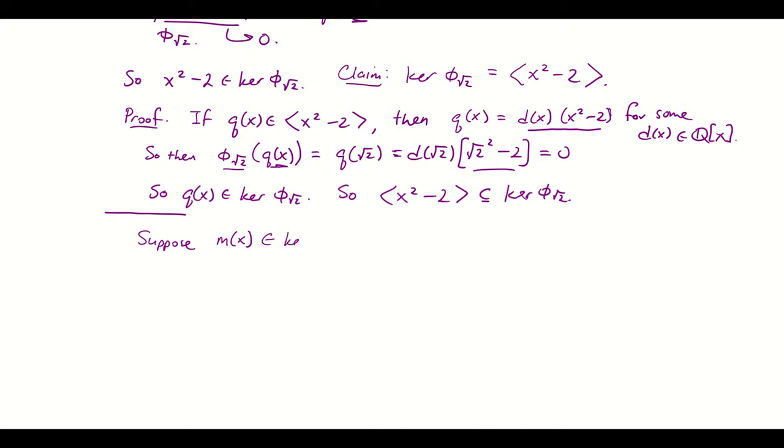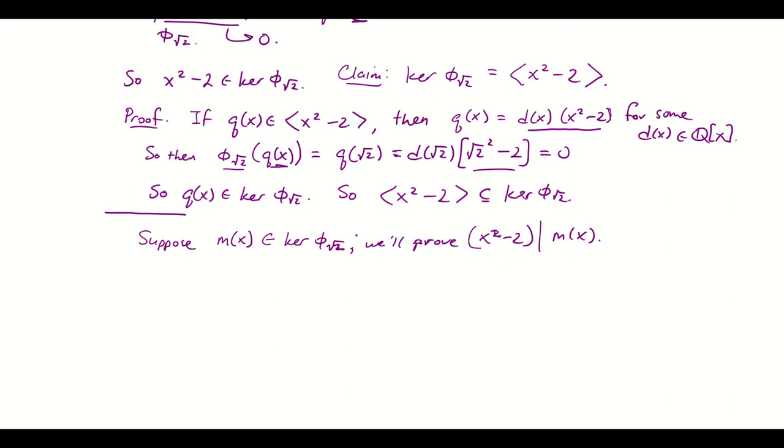Suppose m of x belongs to the kernel of phi sub square root of 2, and we will prove that x squared minus 2, this polynomial, divides m of x. All right. So to do that, we're going to use a strategy that's commonly used in number theory when we're trying to prove that one thing divides some other thing, and that is we're going to use a division algorithm to divide this by this, get a quotient and a remainder, and prove the remainder is 0. That would prove that this divides this thing.